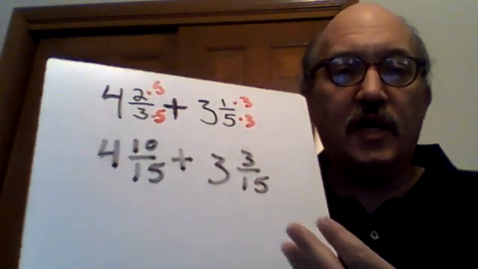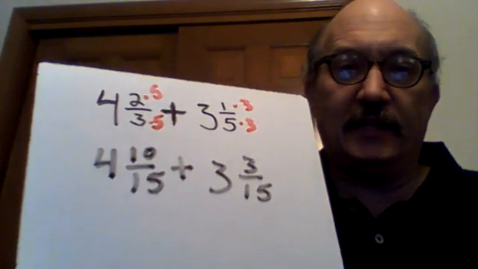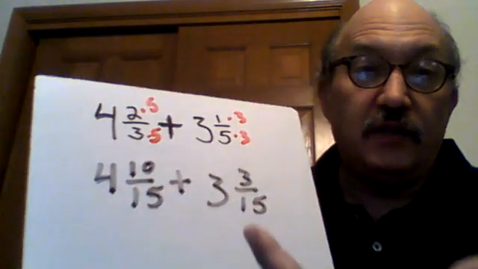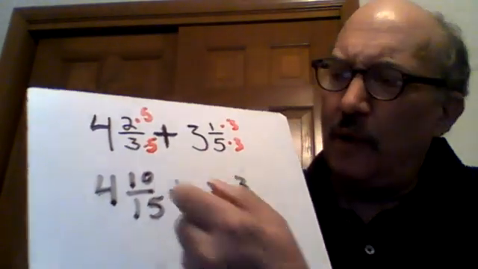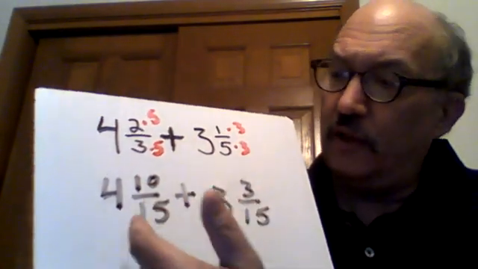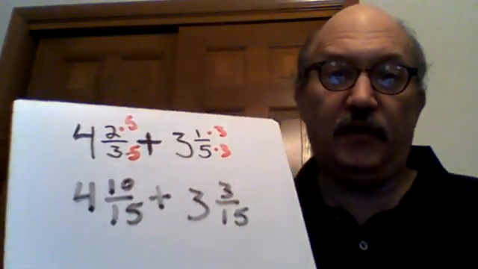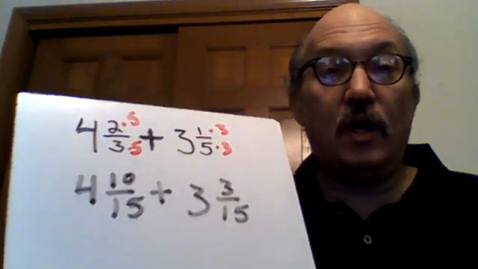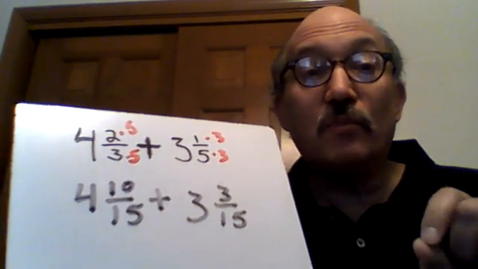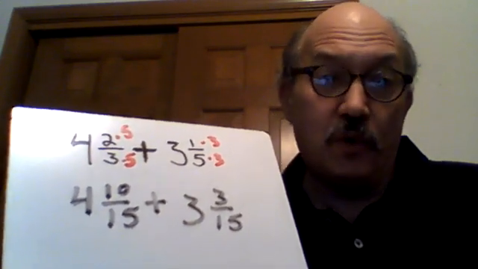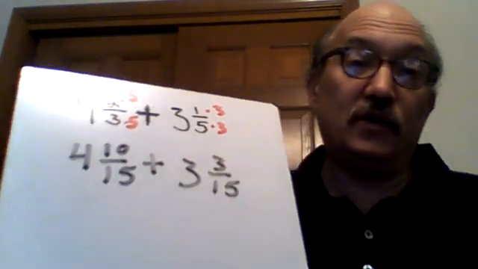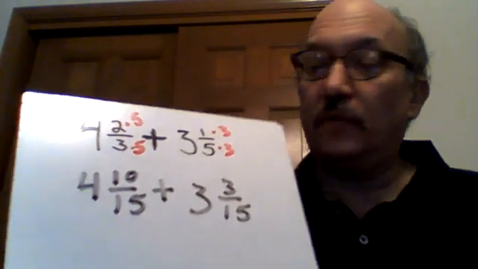What we can see here is we've got 4 numbers being added together. The 4 10/15, a mixed number, is always really a sum. We don't write the plus sign there, but it's really there. So we have 4 plus 10/15 plus 3 plus 3/15. And when we're adding a bunch of numbers, we can do it in any order and grouping we want. That is the commutative and associative properties of addition.